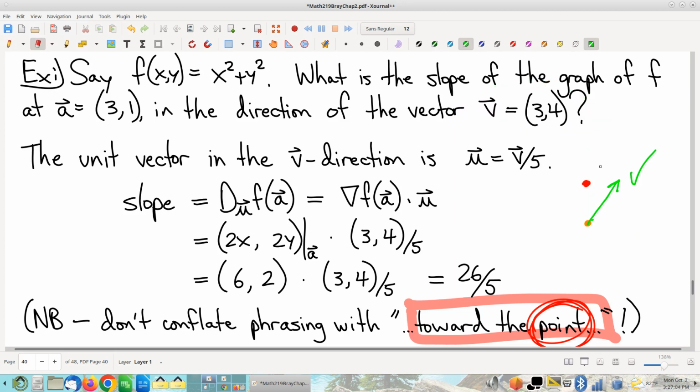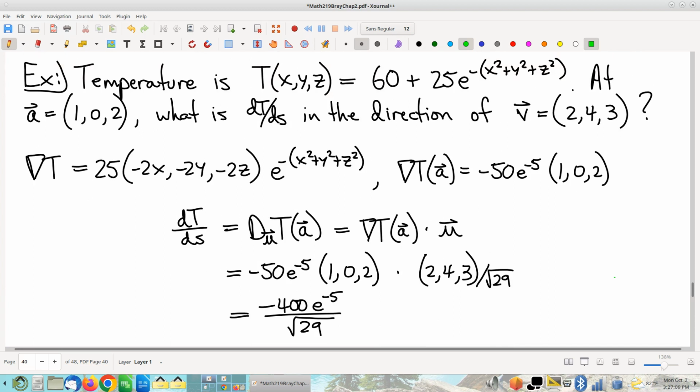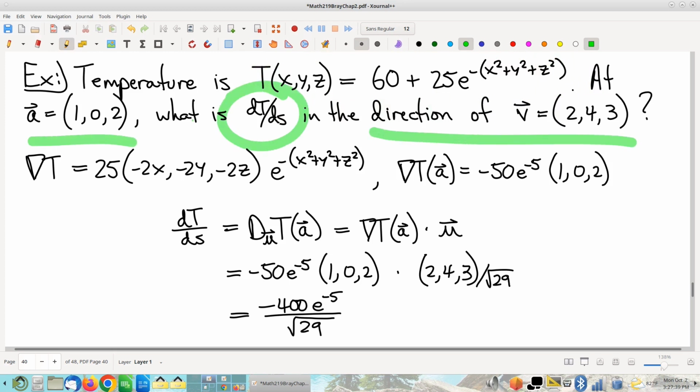Okay, next question, next example. We have one of these situations that we see a lot where temperature is a function of position, right? One of my favorite examples of a function of 3 variables because it's physically relatable. We move around in 3-dimensional space a lot and notice different temperatures, right? So it's relatable in that sense. And the question asks, at a certain point and moving in a certain direction, what is dT/ds?